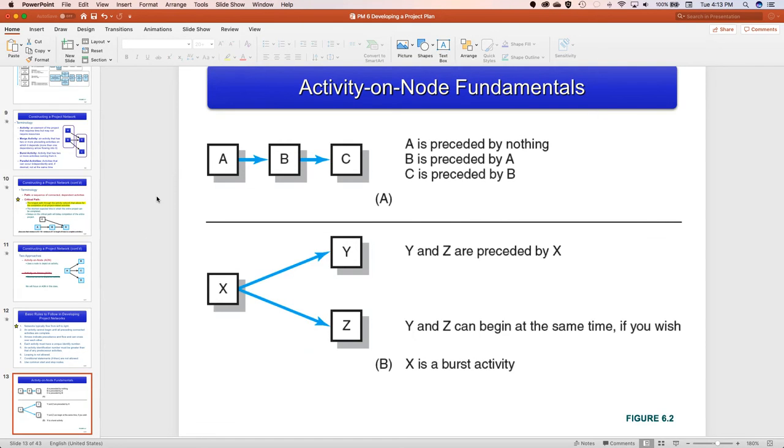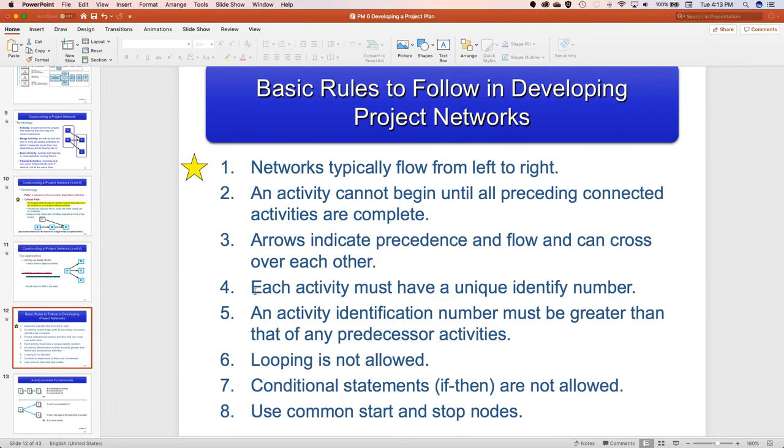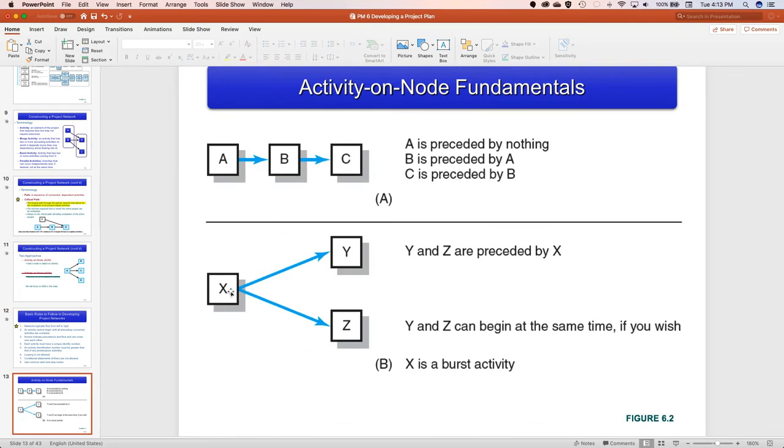Okay, so here's some examples of what we're saying. A comes before B, B comes before C. So you can't do B until you do A, and you can't do C until you do B. So that then corresponds with the idea that the activity number must be greater than any of the predecessors. In addition, when we look at X, Y, and Z, we can see that X is a burst activity, and so X has to come before Y and Z. Y and Z can be done at the same time. So who can tell me what we call Y and Z? What kind of activities are these?